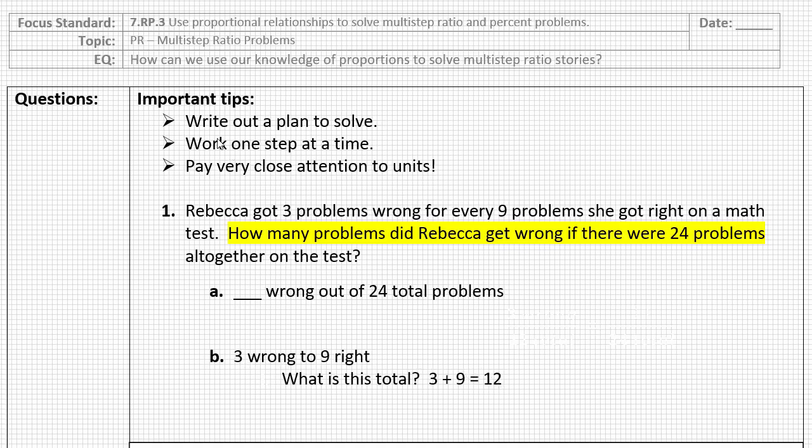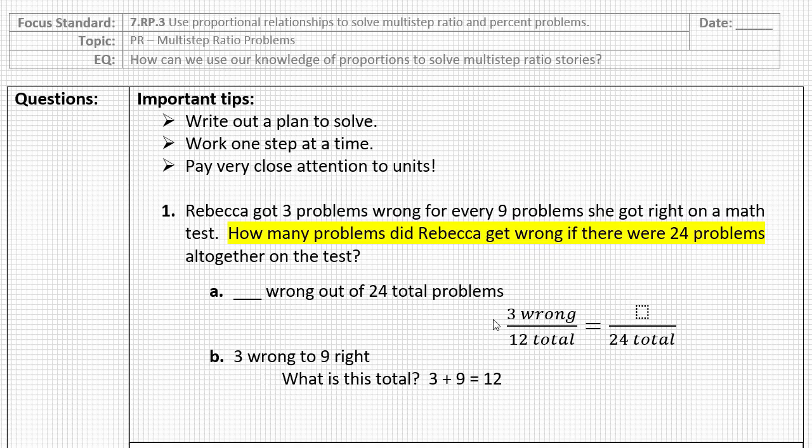Now that we've written out a plan of what kind of questions we need to solve, and actually we've started solving them, we can set up a proportion that would help us answer our question about how many she got wrong out of the 24 total problems. So that proportion, using the information we know so far, might look something like this. We knew originally that she got 3 wrong to every 9 that she got right, and this was talking about a total of 12 problems.